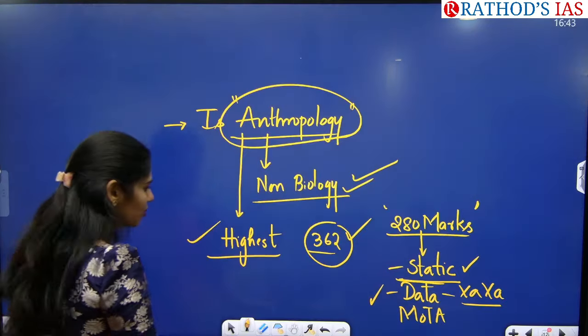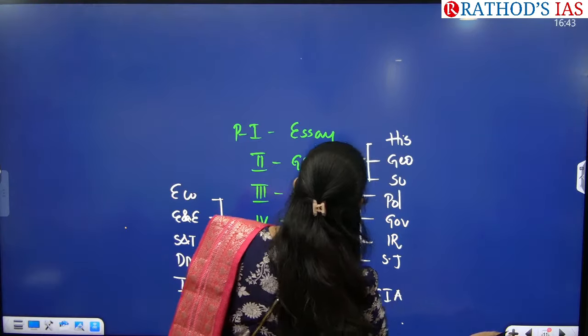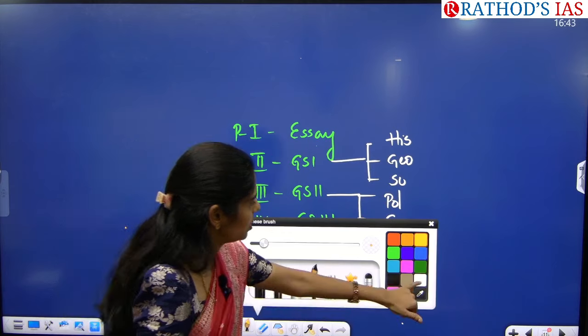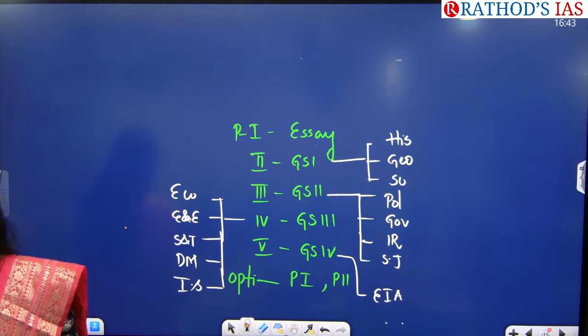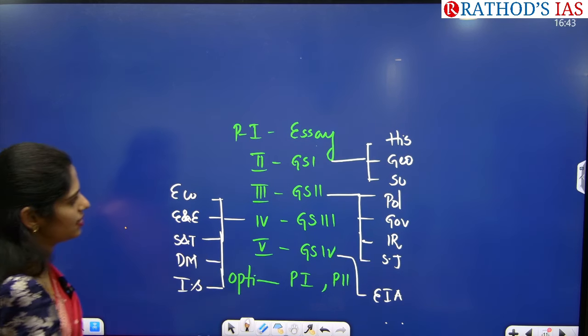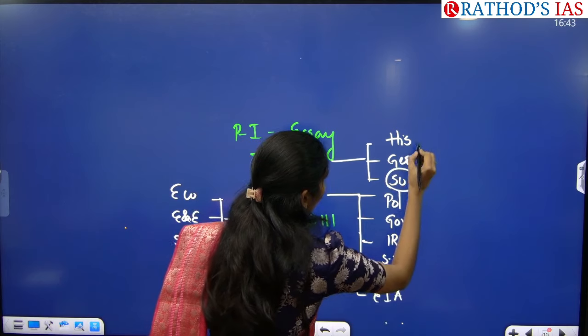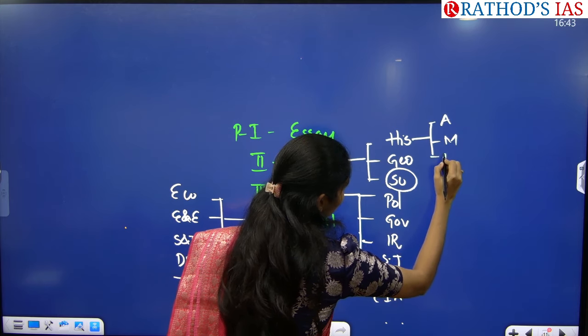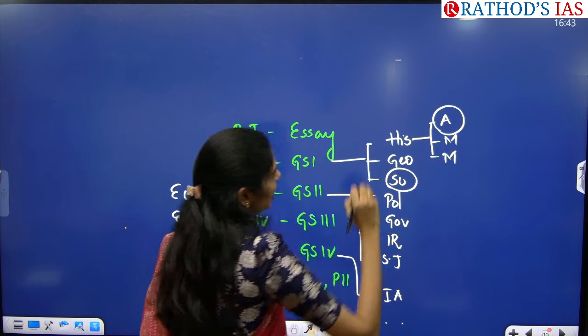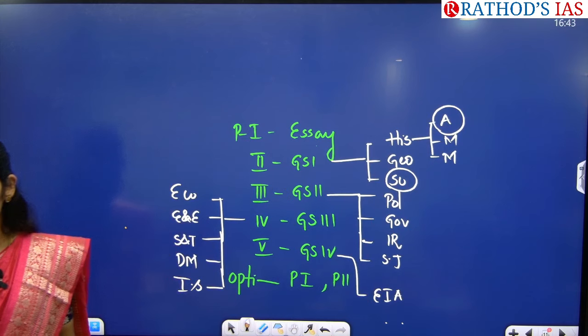Okay, now let us go back to our syllabus. So as I said, you will be having overlap with GS. So one of the subjects you will be reading is the society part. And in history, we have ancient history, medieval history, modern history, right? So in ancient history, it starts with the prehistoric period.